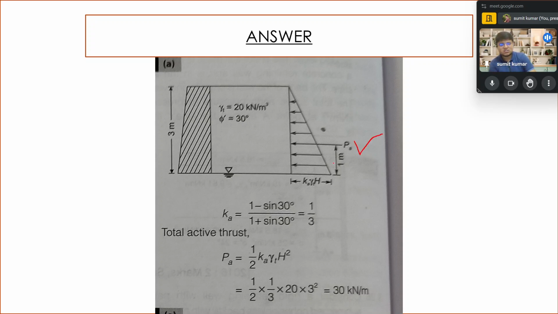The PA is found, which is acting at h by 3 above the ground. Its height is 3 meter. So 1 meter is nothing but h upon 3 from the base of the ground. For this condition, this is a very standard condition. So first of all, we have calculated k, then we have calculated 1 by 2 into k gamma h square, and finally we get the answer.